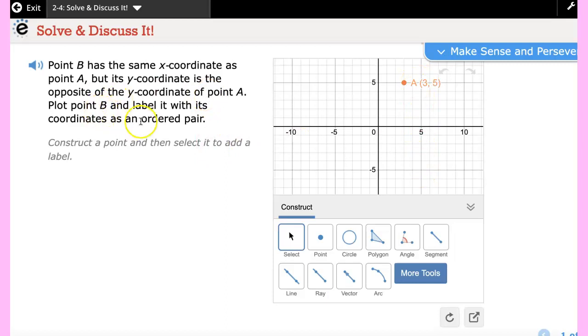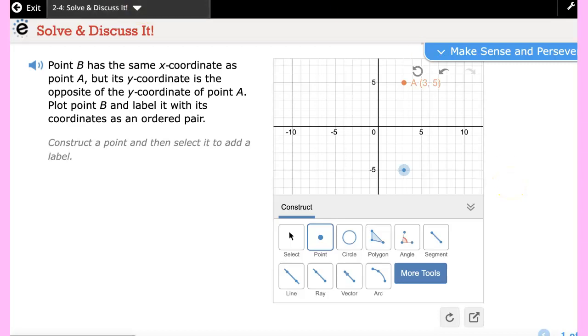But the B is on the opposite side, right? So if this is positive 5, it will be on negative 5. So your point is going to be here. So the same x, right? And it will be on a negative 5. There you go. That will be your B. And then you're just going to label them.